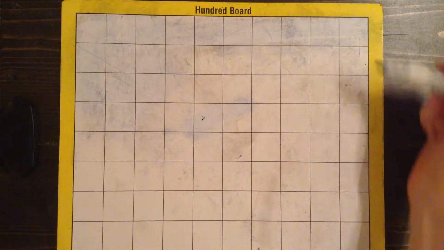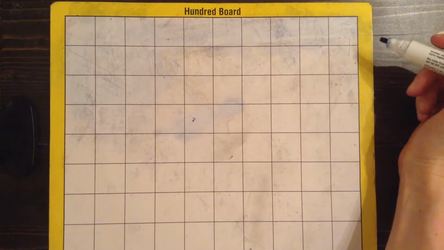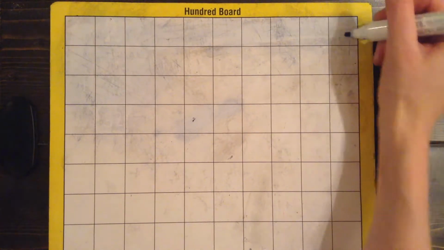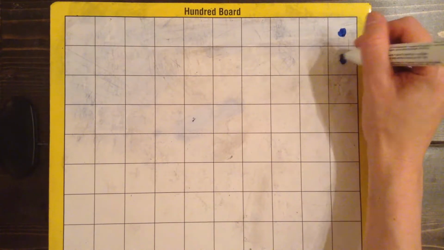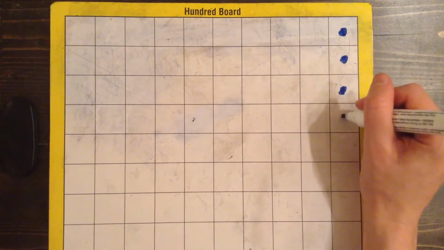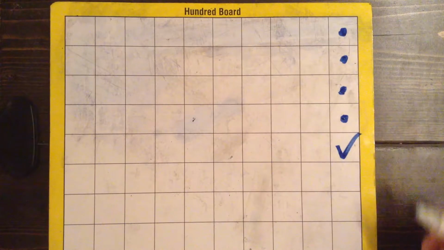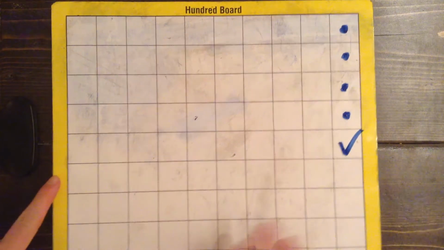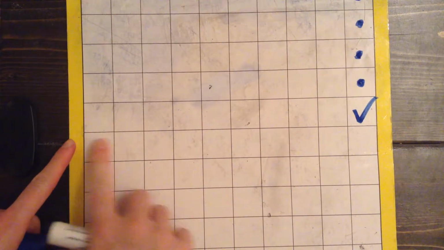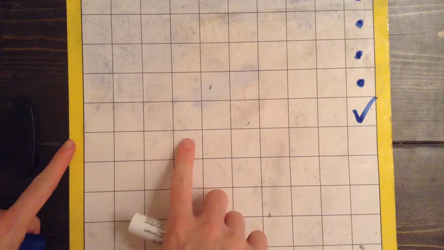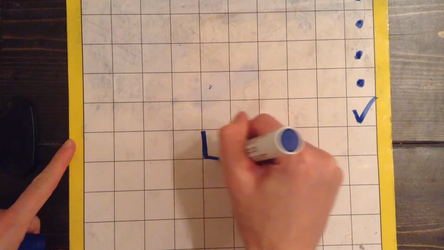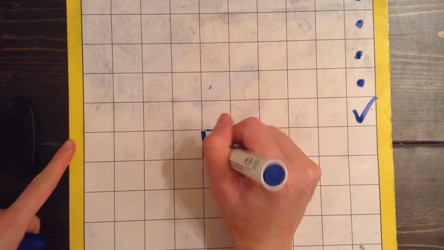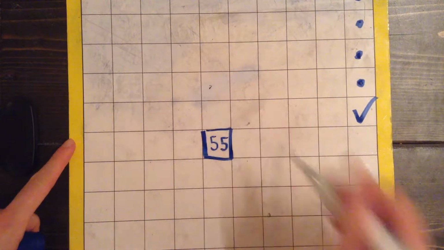First, we need to look for the number 50. Let's count by tens starting at 10. 10, 20, 30, 40, 50 will be there. Now I need to continue counting. 51, 52, 53, 54, 55. I believe 55 will be here.